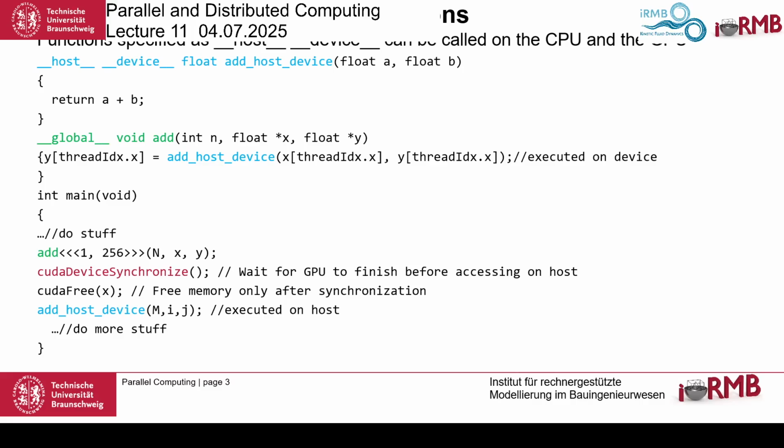So everything else will be executed on the host. If you don't say that it is a function for the device, then it's a function for the host. But if it's already a function for the device, you can indicate that it's also a function for the host, which means that it will be compiled twice. The same code will be compiled for the device and for the host.